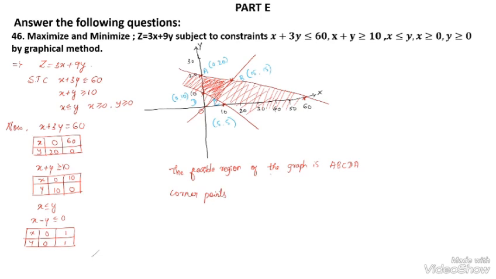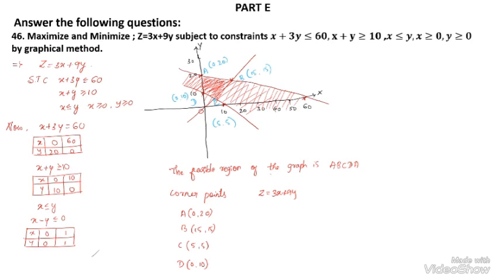The equation is Z = 3x + 9y. What are the corner points? A is (0, 20), B is (15, 15), C is (5, 5), and D is (0, 10). Now I can find the values here.